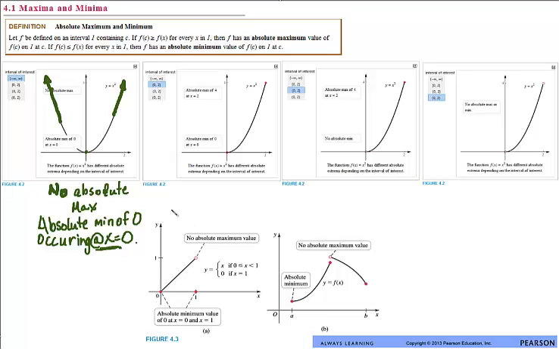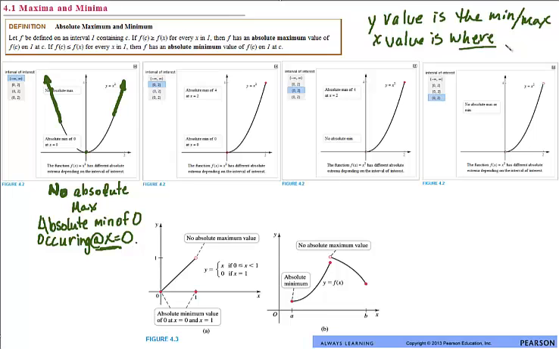So note that the min or max is the y value. So the y value is the min or max, and the x value is where this happens. Let's look at the rest of them.